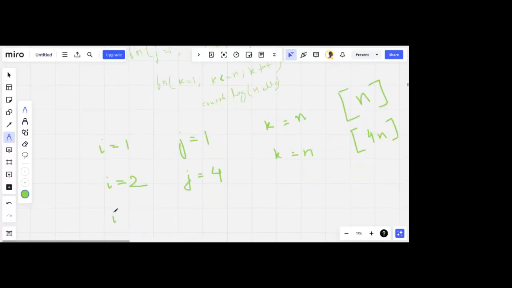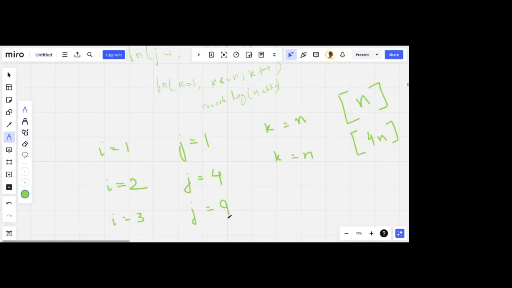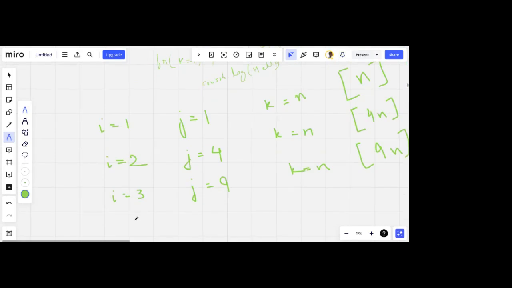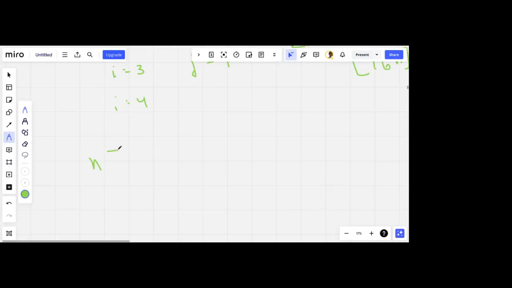Okay. Now when i equal to 3, what is the value of j? It is 9, right? So this will run 9n times. Similarly, if i equal to 4, then it will run 16n times. Got the pattern? So total how many times will this run? This will run n into 1 plus 4 plus 9 plus 16 plus so on.